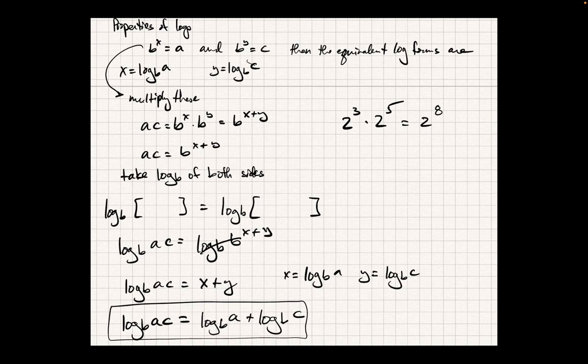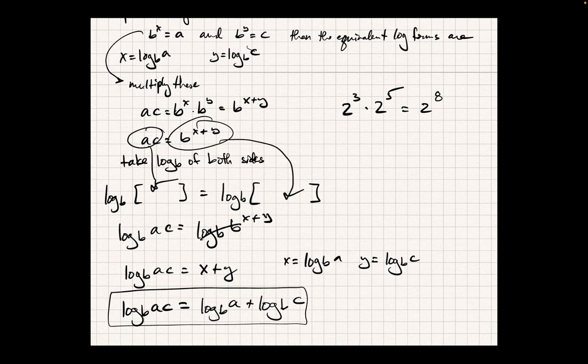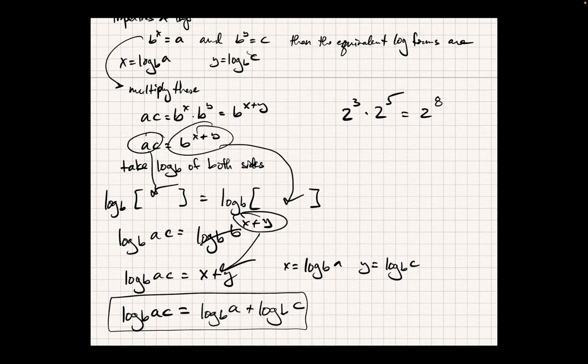I took the log of both sides, and then I had the log of this equals the log of this, and then log b of b to the whatever. Those just cancel because those are inverses. That left me with this exponent down here, and then I could reach back up here and get what that meant, and write everything in terms of logs. And this gives me my first property of logs.